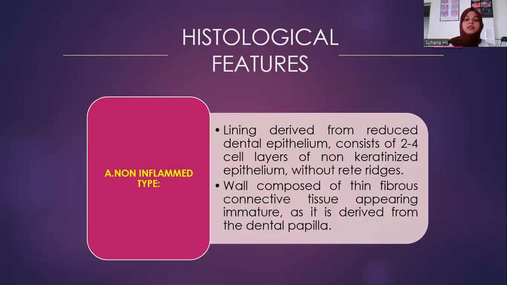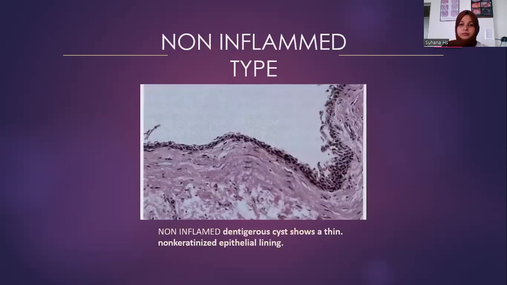The histological features of dentigerous cyst: there are two types, the non-inflamed type as well as the inflamed type. In the non-inflamed type, the lining consists of reduced dental epithelium or reduced enamel epithelium-like cells, around two to four layers thick of non-keratinized epithelium, and there are no recurrences. The wall is composed of fibrous tissue, as it is derived from the dental papilla.